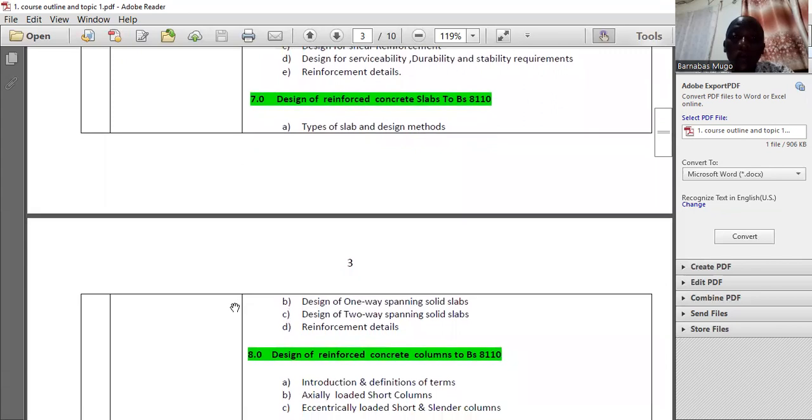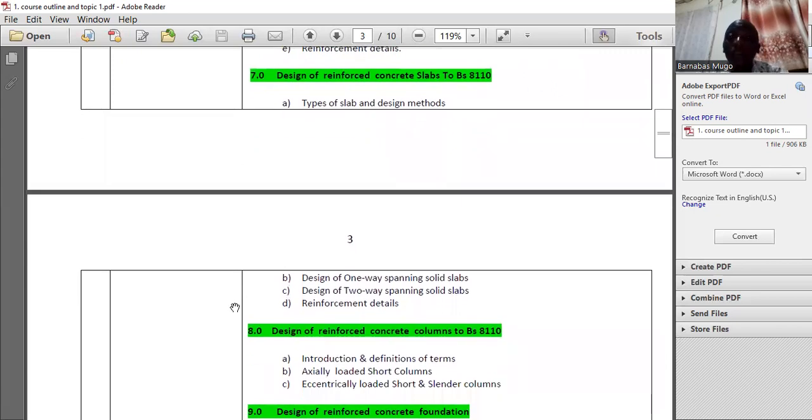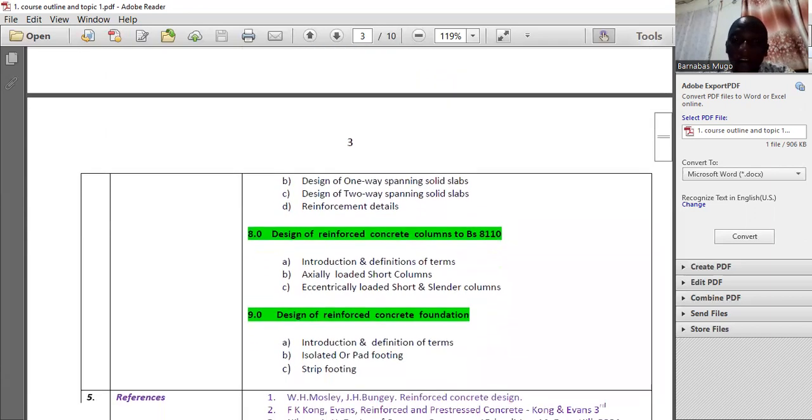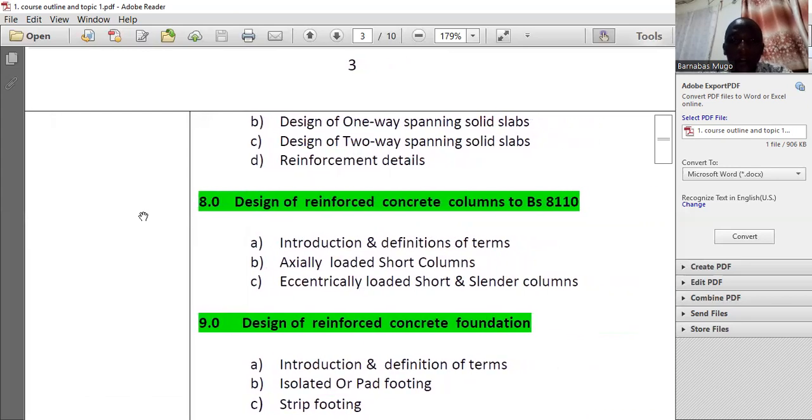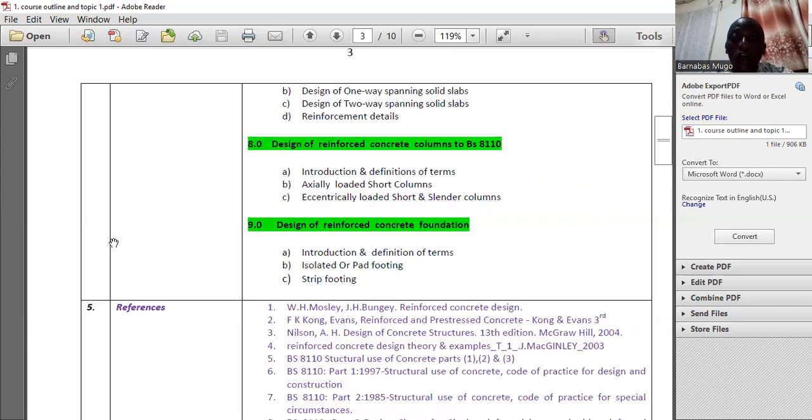Then we are also going to look at the design of reinforced slabs, and we are going to see that we have two main types of slab: one-way slab and also two-way slab. Then we are going to look at how you can reinforce that slab.